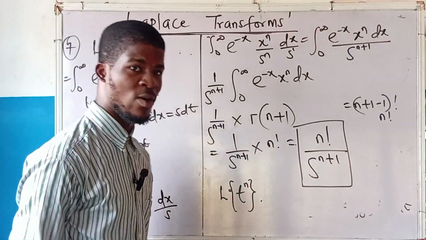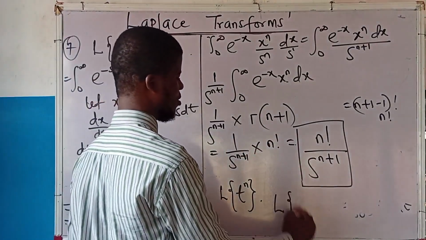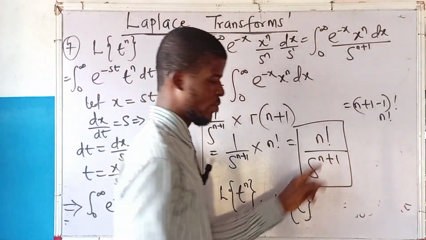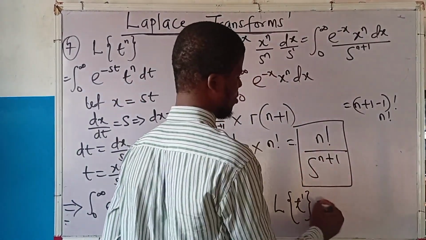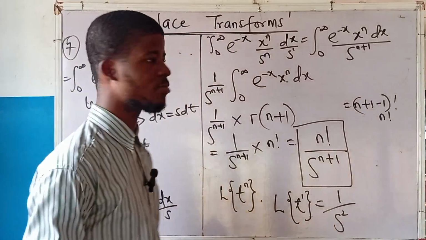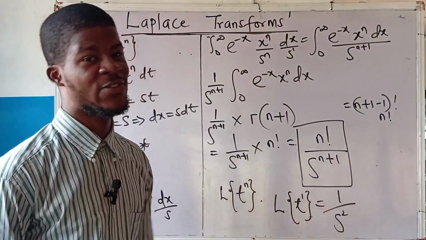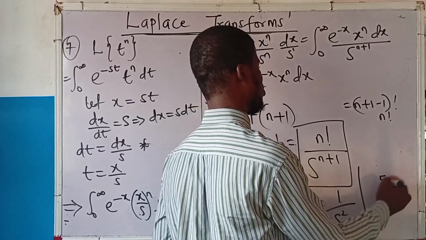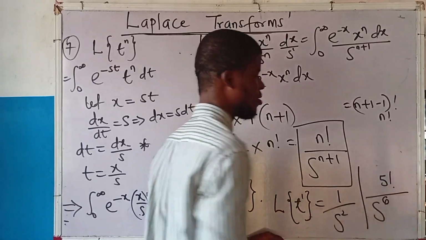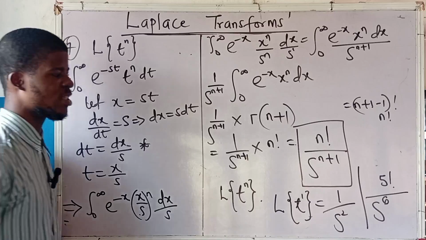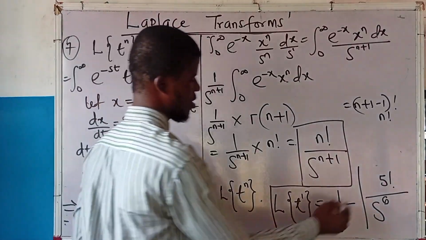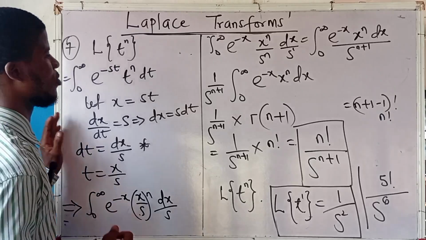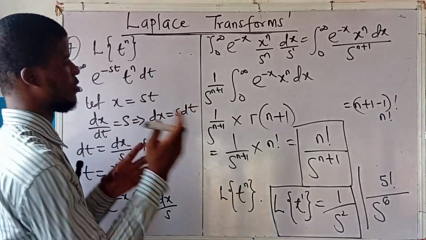For t raised to the power 1, the Laplace transform of t, we plug in 1 here. 1 factorial is 1, over s squared. That's it, because 1 plus 1 is 2. So the Laplace transform of t to the power 5 will be 5 factorial over s to the power of 6. That's it. It's as easy as this. So this is where I will end the proof of our Laplace transforms of elementary functions.